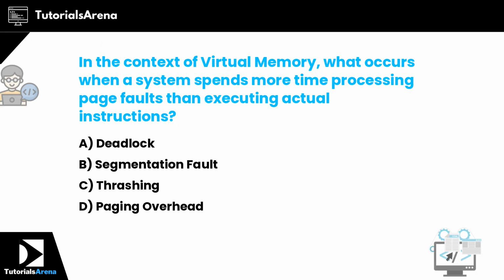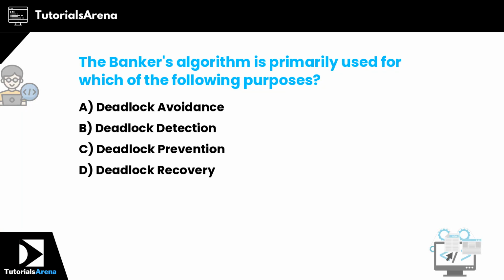In the context of virtual memory, what occurs when a system spends more time processing page faults than executing actual instructions? The correct answer is option C, thrashing. The banker's algorithm is primarily used for which of the following purposes? The correct answer is option A, deadlock avoidance.